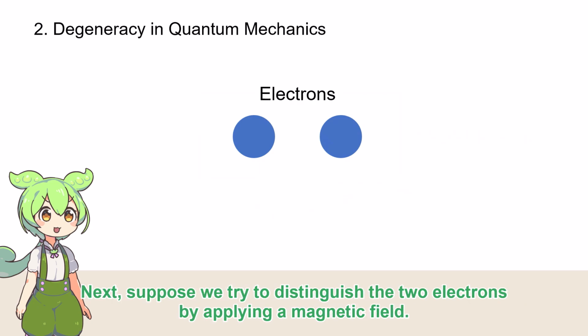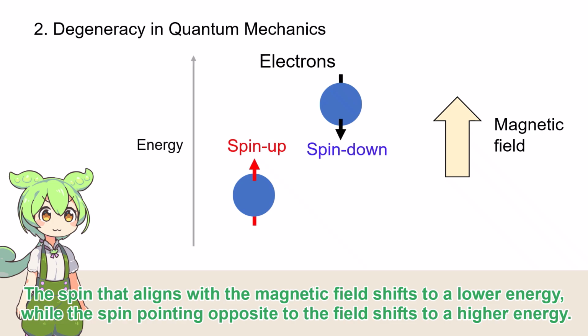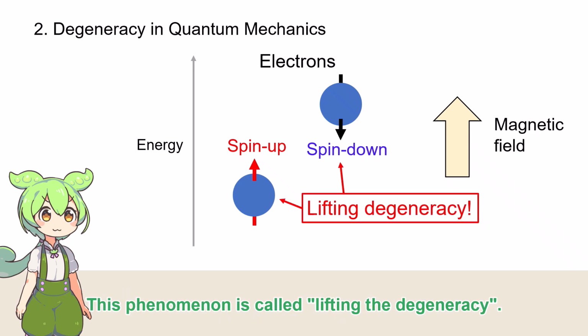Next, suppose we try to distinguish the 2 electrons by applying a magnetic field. What happens then? The spin that aligns with the magnetic field shifts to a lower energy, while the spin pointing opposite to the field shifts to a higher energy. In this way, states that were originally at the same energy level split into different levels. This phenomenon is called lifting the degeneracy.